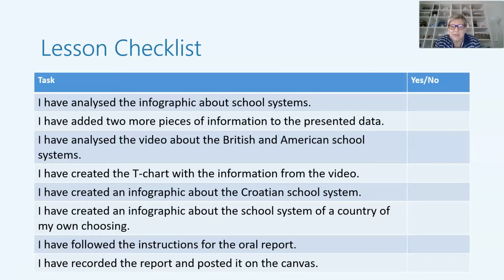So, see if you have analyzed the infographic about school systems and added the pieces of information you found important. See if you have analyzed the video about the 2 school systems and compared them using a T-chart. You were supposed to create an infographic about the Croatian school system and about the school system of a country of your own choosing. Finally, you were supposed to put all this information into an oral report presenting 4 countries of which we have discussed, and finally record the report and post it on Canvas.